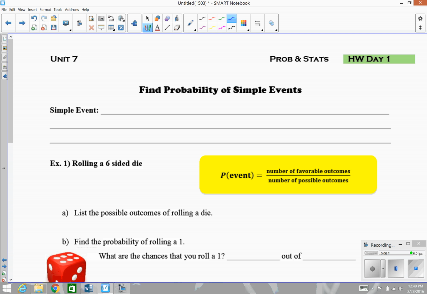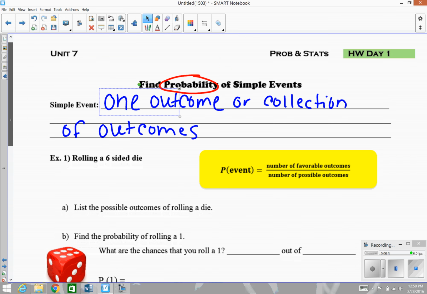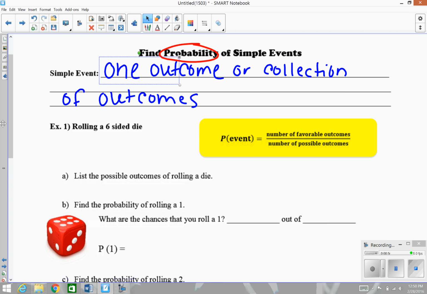Okay, a simple event is one outcome or collection of outcomes. When we talk about probability, we're really talking about your chances. The chance that something is going to happen. So we start basic and then we'll go from there.